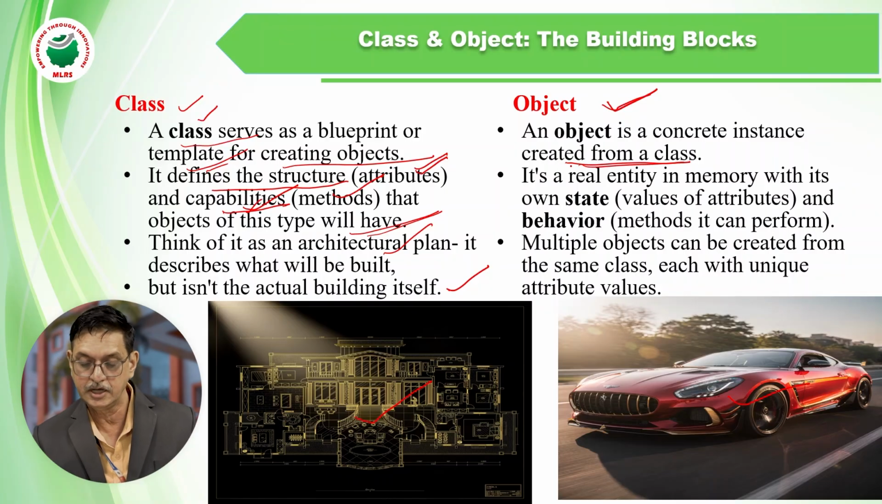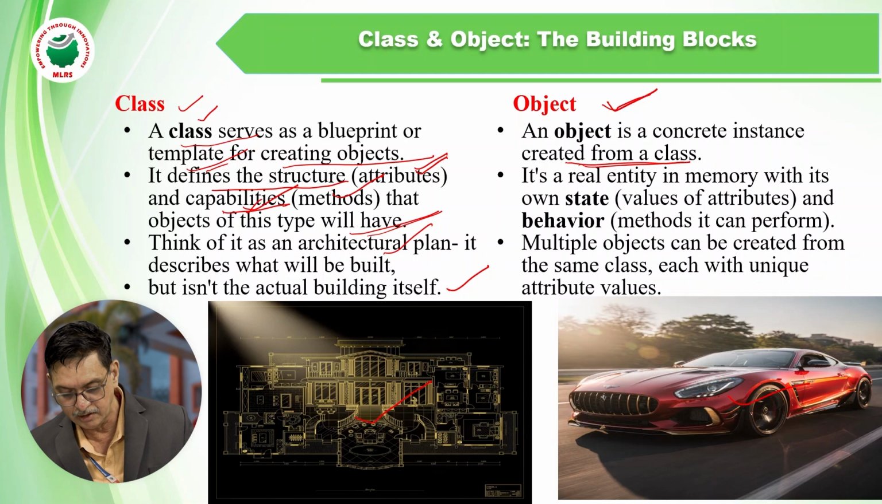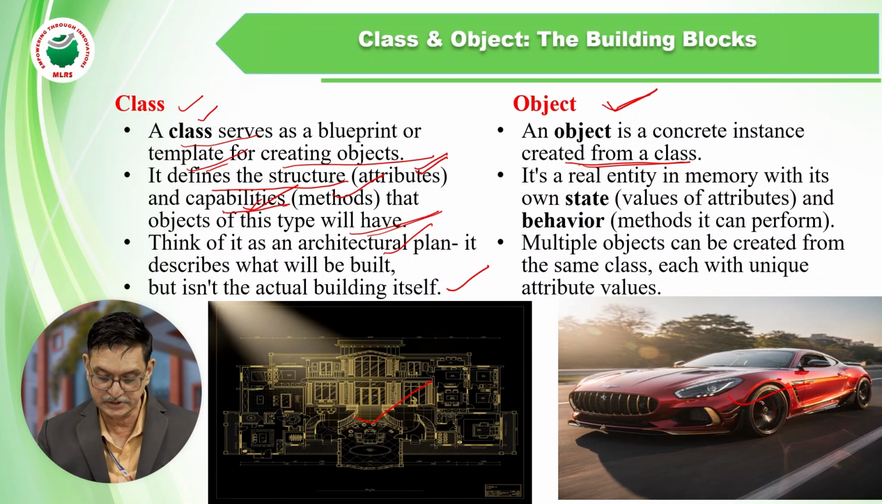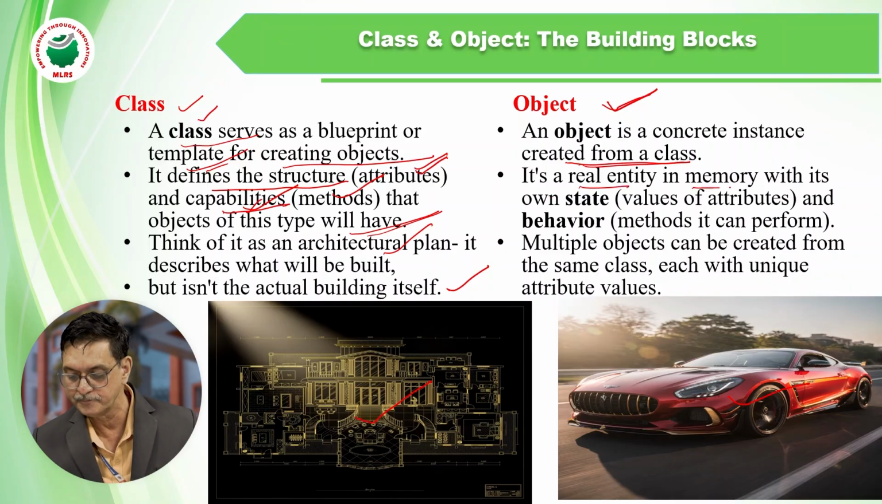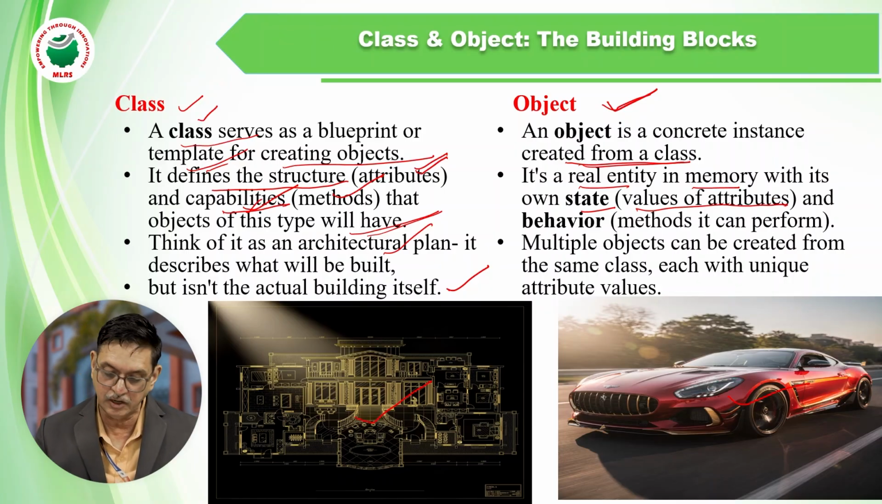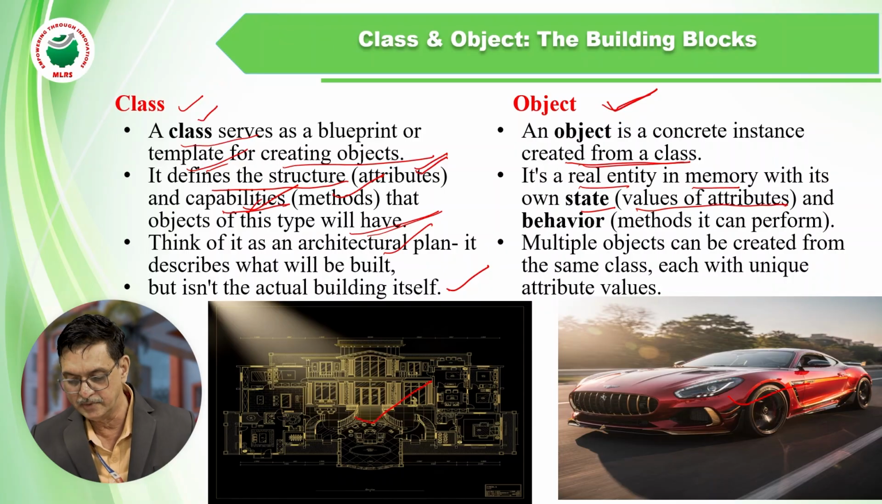If you want to build an object, we require a class. So if you want to build a car, we require an architectural plan. So it is a real entity in memory with its own state. That means its own values of attributes. The values of attributes can change from one object to another, or from one car to another car. For example, one car may have one color, maybe red. Another car may have its own color, maybe blue.